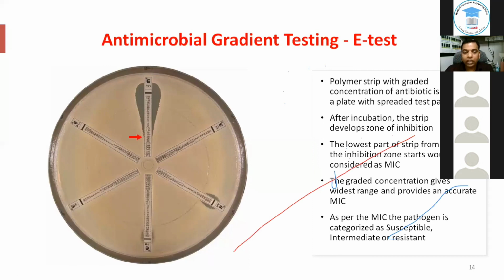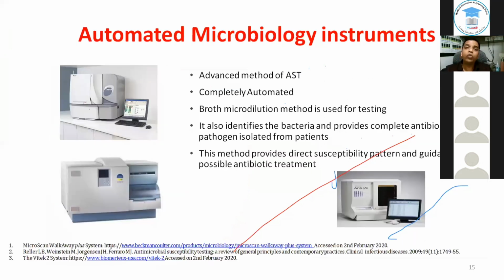So here we have seen the three methods of phenotypic testing. One is Kirby-Bauer, second is broth microdilution, and third is the E-test method. Broth dilution and E-test will give us quantitative results in terms of MIC, while the Kirby-Bauer will give us qualitative results: either sensitive, intermediate, or resistant. We have automated instruments also, like the Vitek instrument or Phoenix instrument.